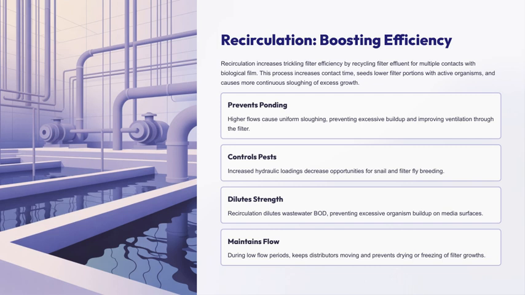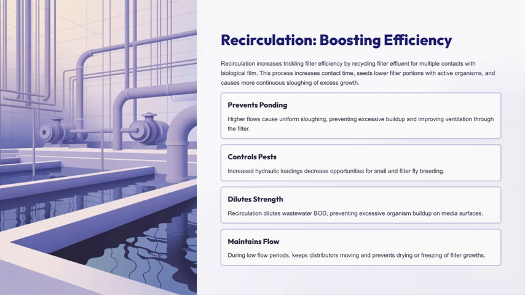Recirculation also aids in controlling pests. When hydraulic loads are increased, it reduces the chances for snails and filter flies to breed, since their habitats are disrupted by the consistent flow and reduced stagnant areas. Furthermore, it helps dilute the wastewater BOD, or biological oxygen demand. This dilution prevents excessive accumulation of organisms on the media surfaces, keeping the system balanced and preventing overloading.